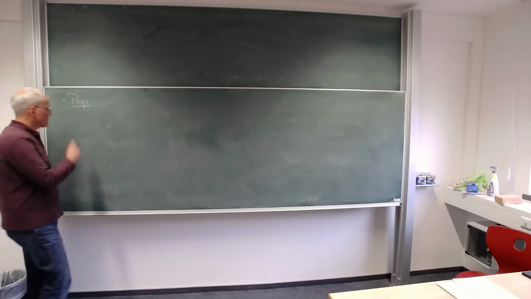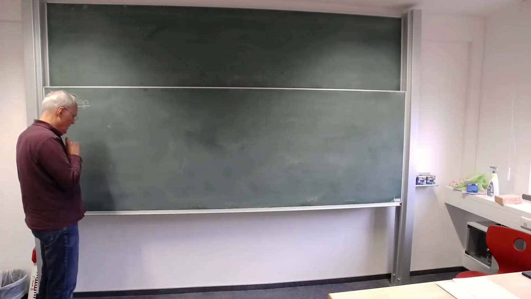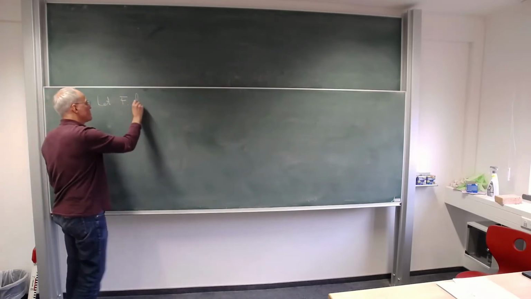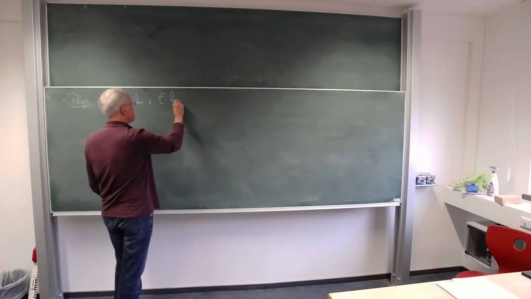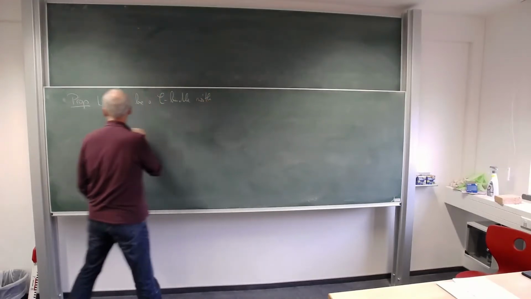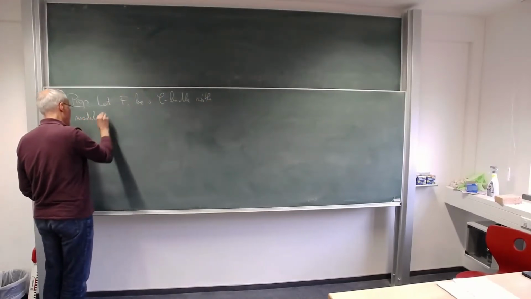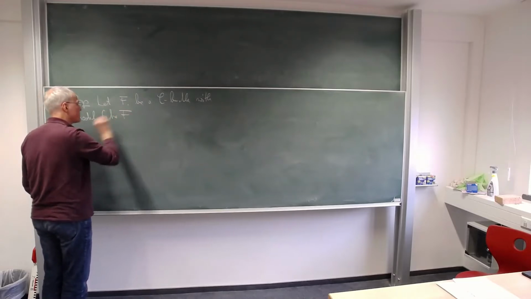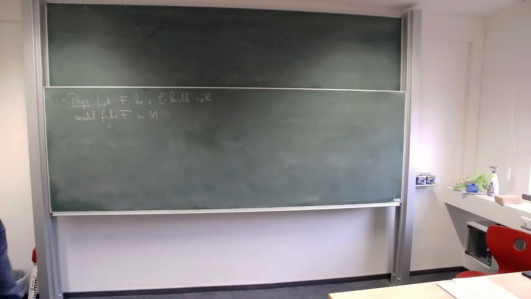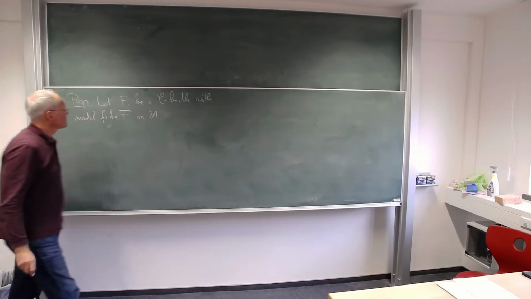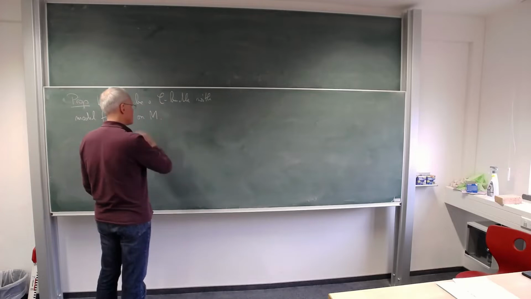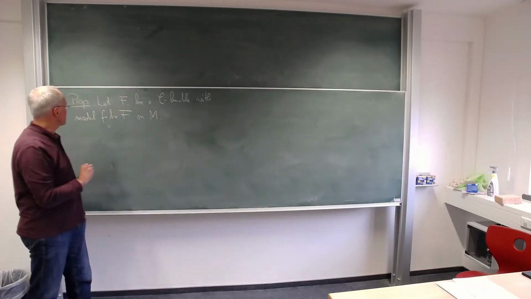So if we have a bundle, so let F be a C bundle on M with the model fiber F on a manifold M, and then we have this canonical projection mapping from the total space to the base.